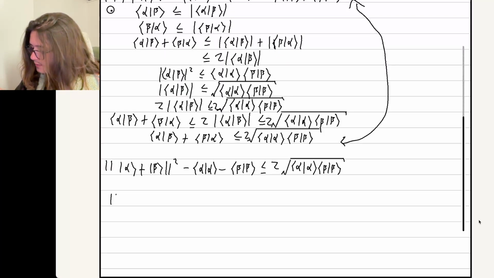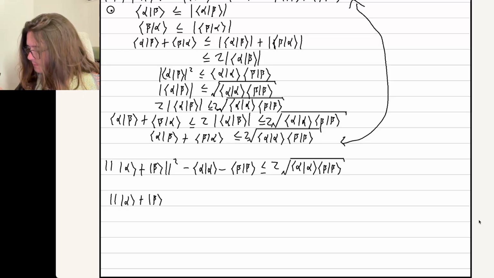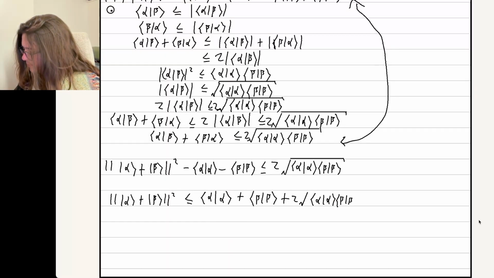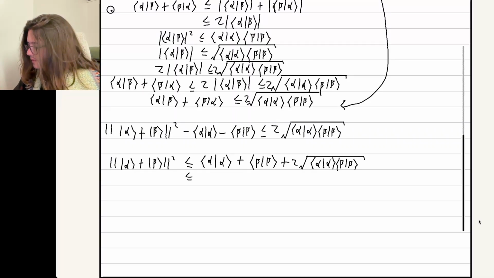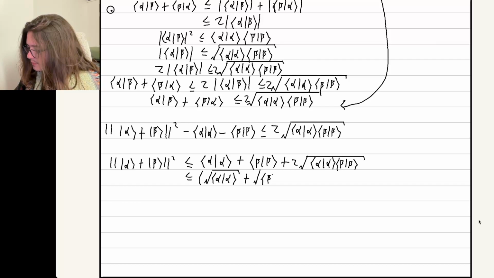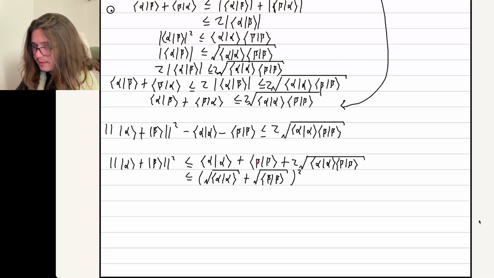Now let's rearrange this inequality, keeping only the norm squared of alpha plus beta on the left-hand side. On the right-hand side, we'll have the inner product of alpha with alpha plus the inner product of beta with beta plus 2 times the square root of alpha with alpha times beta with beta. Now, this on the right-hand side is literally just the square of some kind of linear combination of inner products. So I'm going to tell you that it's the square root of alpha with alpha plus the square root of beta with beta, and you square the whole thing, and that's how you get that last line if you carry that multiplication out.